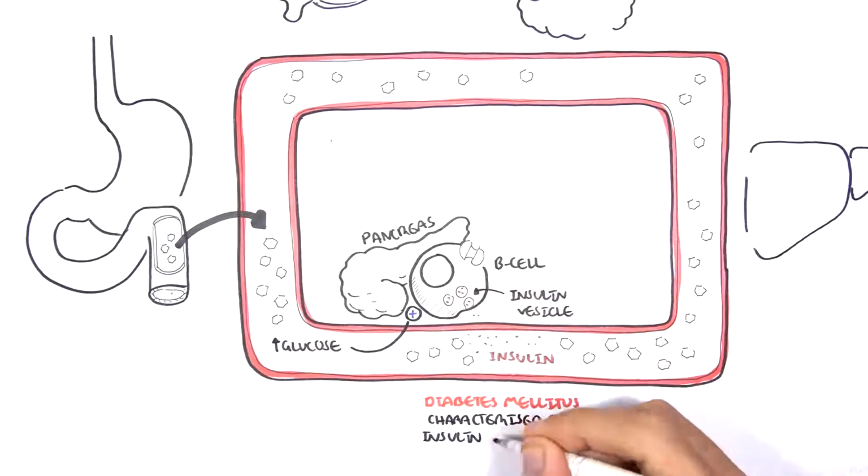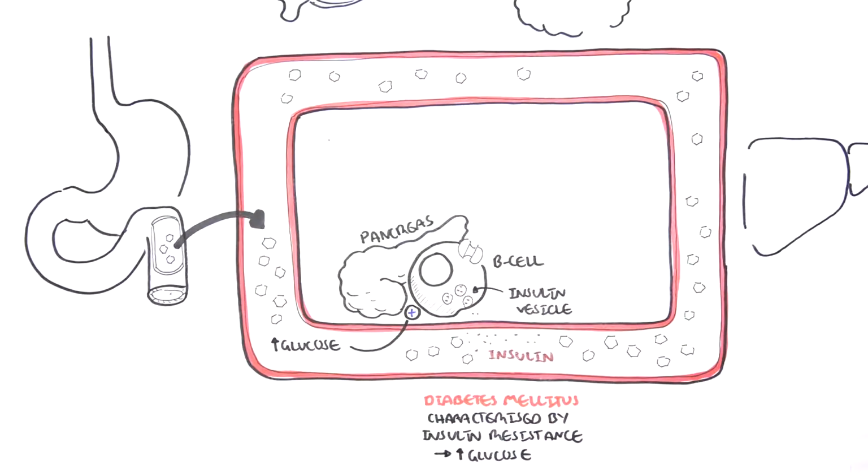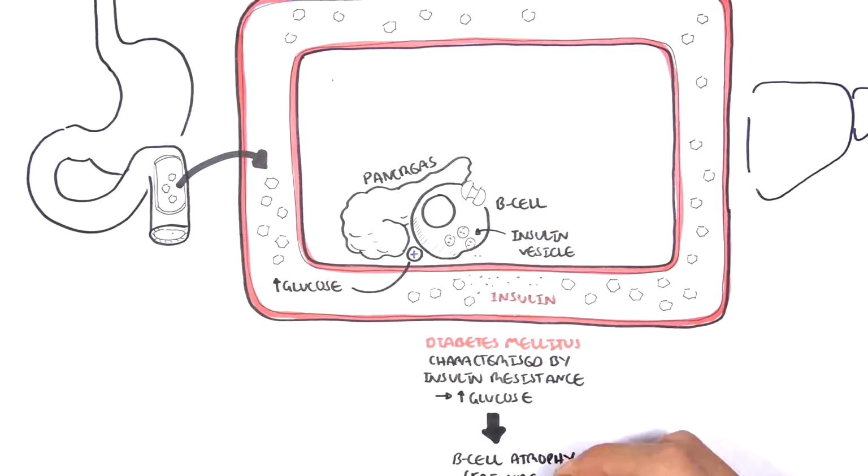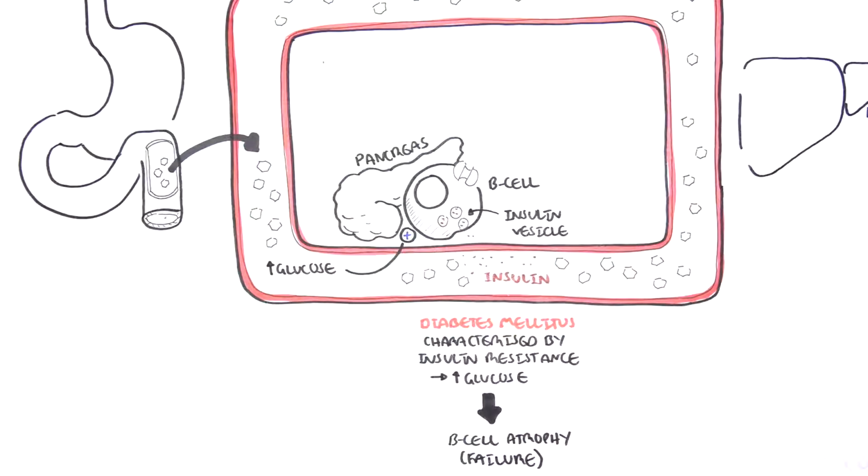Diabetes mellitus is characterized by insulin resistance, so the effects of insulin on body tissues doesn't work properly. So the insulin cannot stimulate glucose uptake to tissues from the blood, and as a result, you have a sort of persistent high blood glucose. Increase in blood glucose with insulin resistance will eventually lead to B cell atrophy, B cell failure, which makes the whole problem a lot worse. And because of this, it is important to treat patients with diabetes.